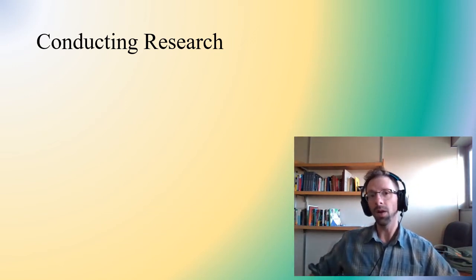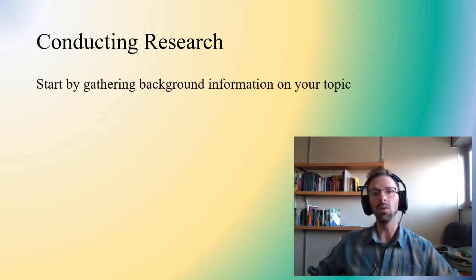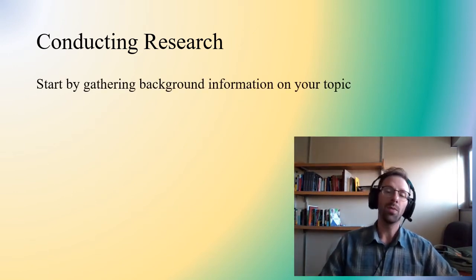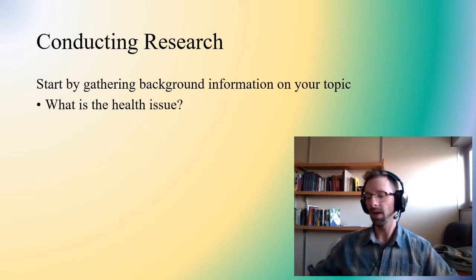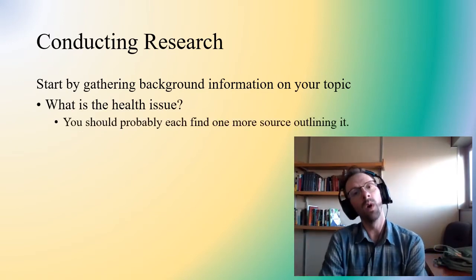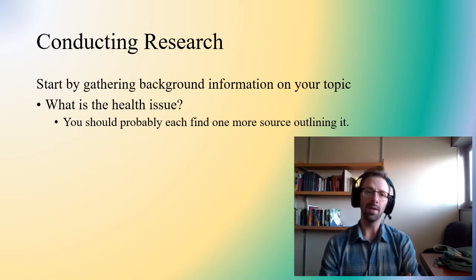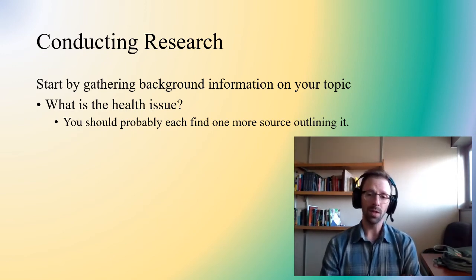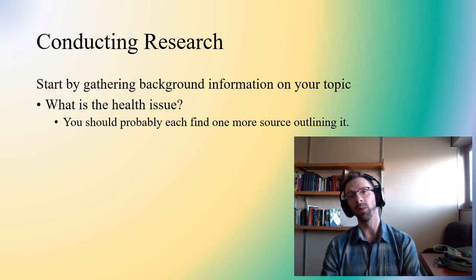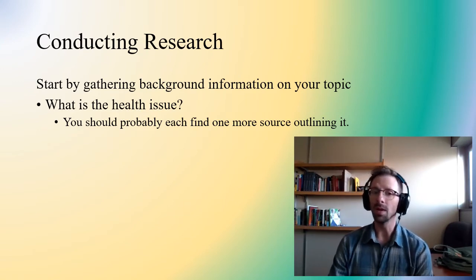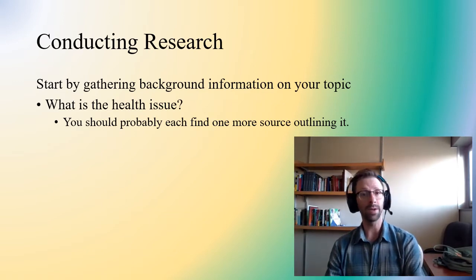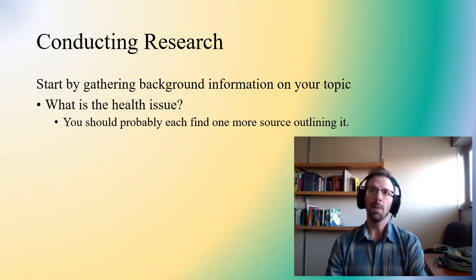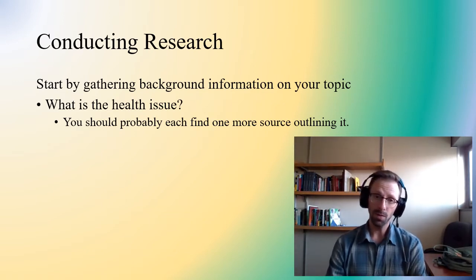I think a good place for you to start at this point is to get background information on your topic. That means maybe you should start by establishing what the health issue is and finding one more source to help you understand that. If this feels a little redundant, well, it should, because you should have already done this for your proposal, but each one of you can probably find one more source, and that will get your brain working in the right direction. Ultimately, I think you'll probably put this in the introduction of your paper.